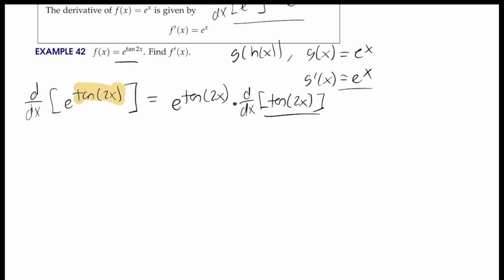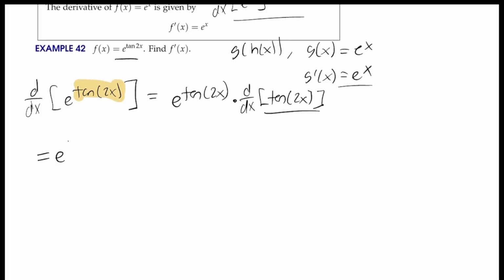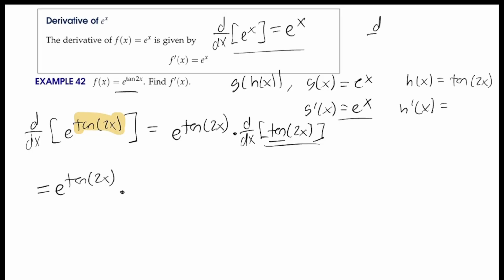Let's go through it. So when we have e to the tan of 2x, we're going to put that to the side. We're going to keep track of it, but we're not doing any work with it. I need to take the derivative of tan. So my h of x in this problem is tan x. Well, in fact, it's tan of 2x. And so when I do h prime of x, I need to know what the derivative of tan is, right? And so for our sake, I will give you guys the rule one more time, but I do expect you guys to know this by now.